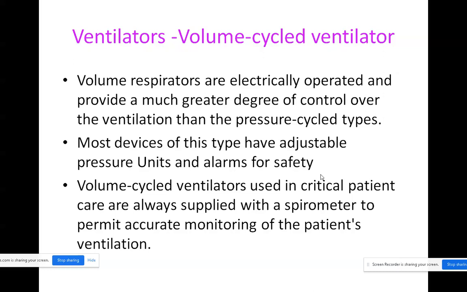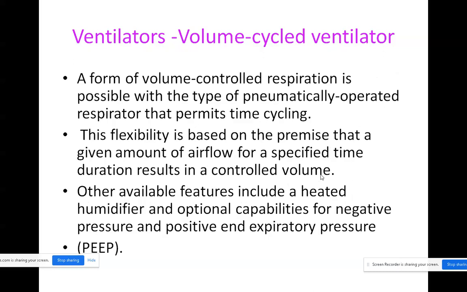Volume cycled ventilators used in critical patient care are always supplied with a spirometer to permit accurate monitoring of the patient's ventilation. So in the volume cycle ventilator we are going to use a spirometer to monitor the device. Okay, the spirometer will monitor the patient's ventilation.